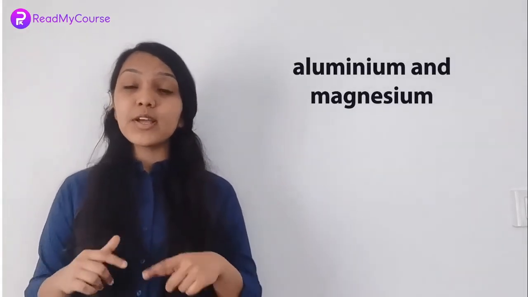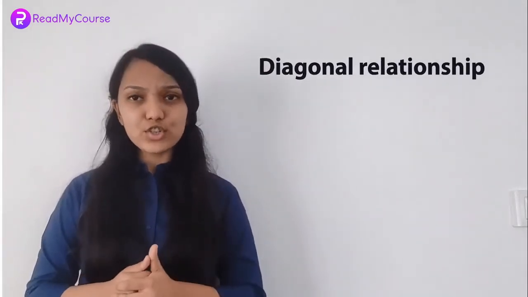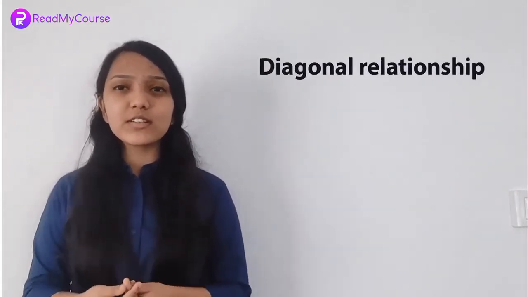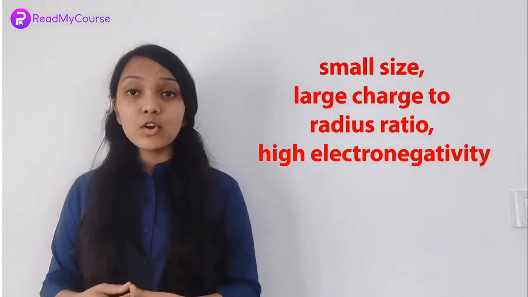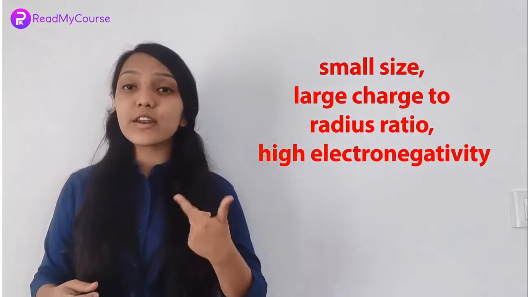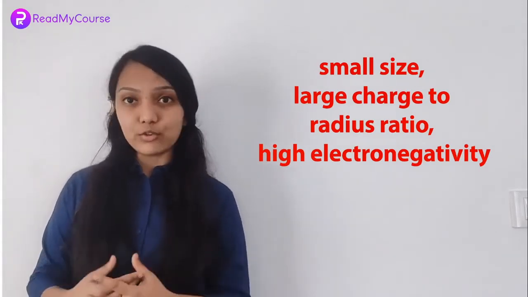And usually, metals form ionic compounds, right? But in the case of lithium and beryllium, they form compounds with covalent character. And interestingly, the behavior of lithium and beryllium is similar to that of aluminum and magnesium, and this is called the diagonal relationship. And what might be the reason for this difference in behavior? It might be due to small size or large charge to radius ratio, or maybe due to high electronegativity.